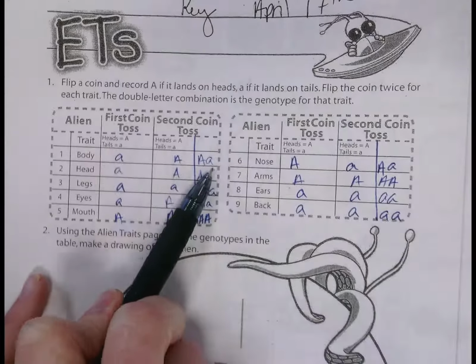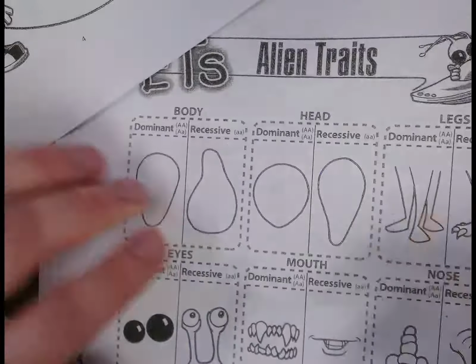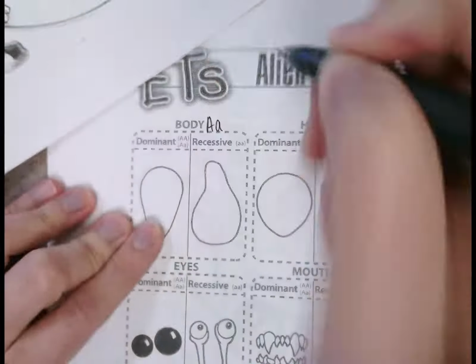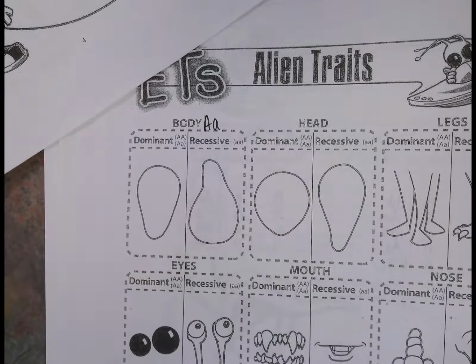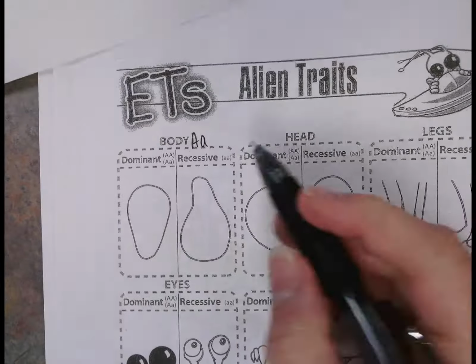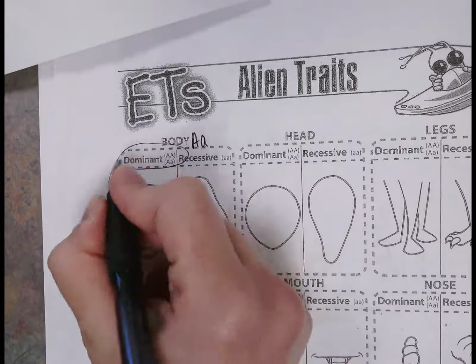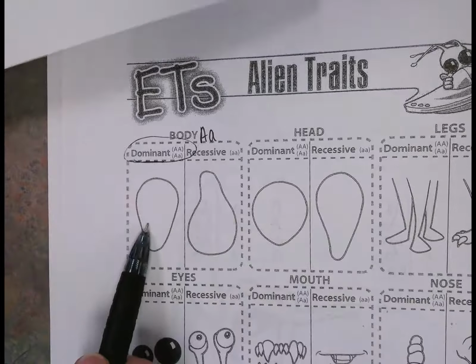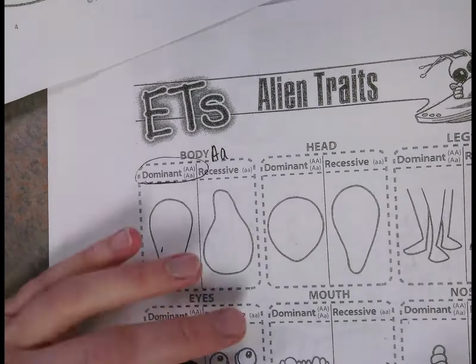My body trait was going to be a big A, little a. Okay, so that was my first one. So I'm actually just going to write it above here. I kind of went in and I filled stuff out before I started on it, and that's what I kind of ended up with. So you go through, and if I got big A, little a, it means that I have the dominant body trait. So I know my body shape for my alien is going to be this, and this is going to be interesting looking. I know my aliens have always looked weird.